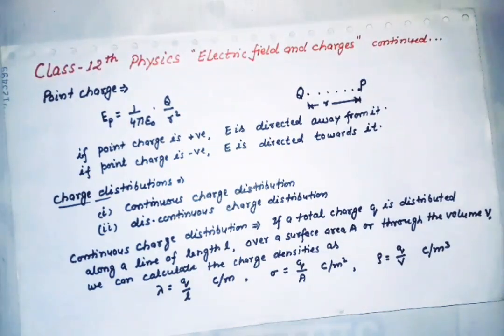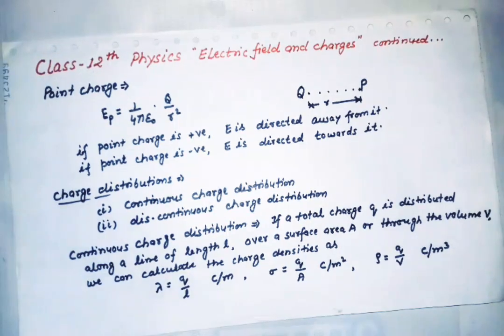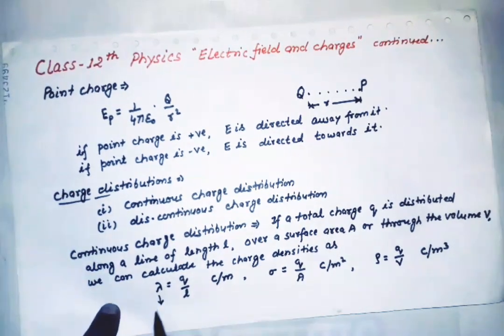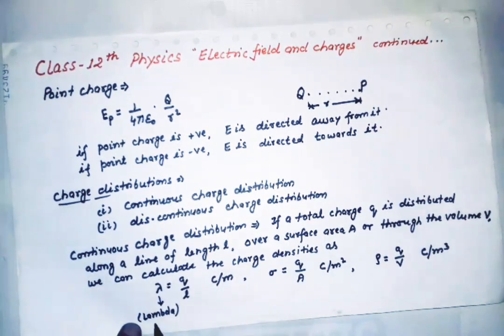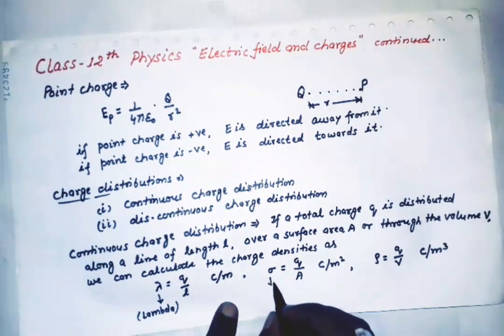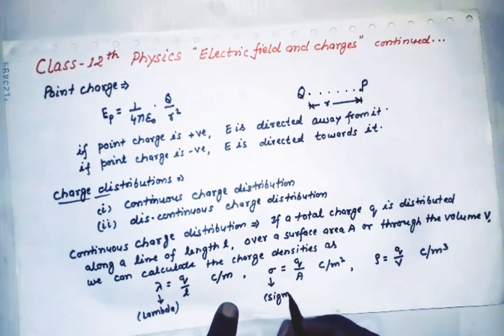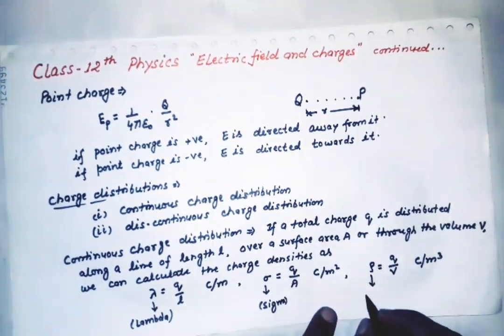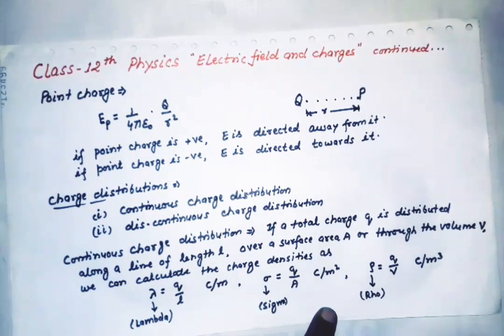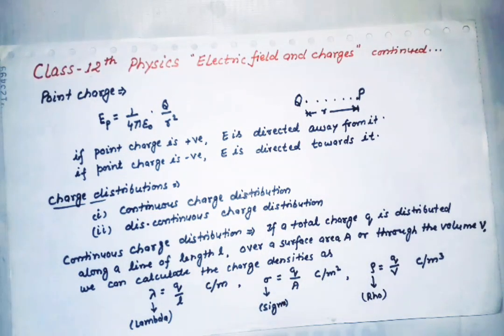So in continuous charge distribution, the charge can be distributed along a length, over a surface area, or through the volume. So three kinds of charge densities are considered. This charge density is lambda along the length, this one is sigma along the area, and this one is rho. So these three symbols are used for the different charge densities.